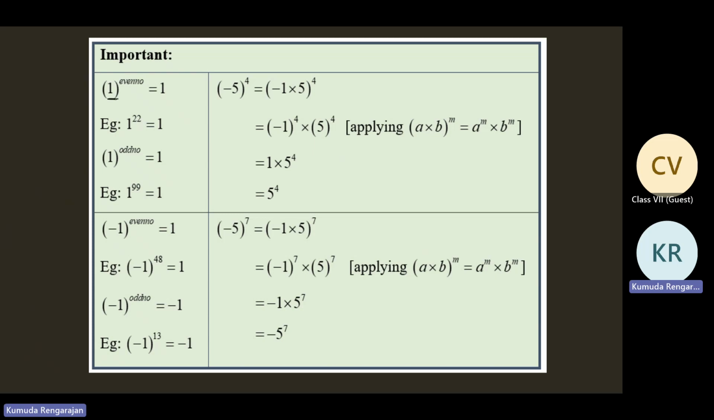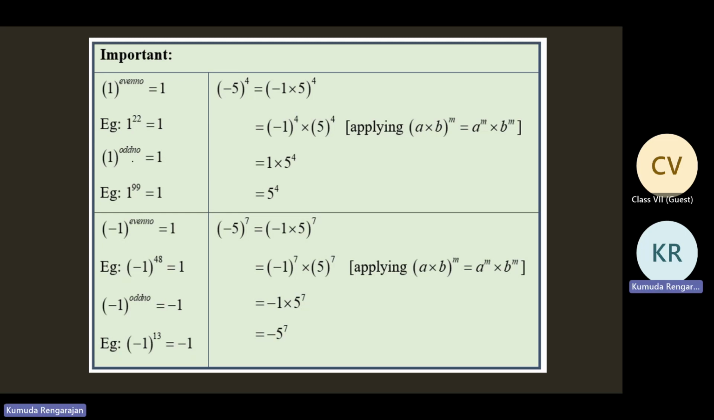So when 1 is raised to an even number, for example, 1 raised to the power 22, where 22 is an even number, what does it mean? It means 1 is multiplied with itself 22 times. So what will be the product? 1, correct? So 1 raised to an even number is 1.